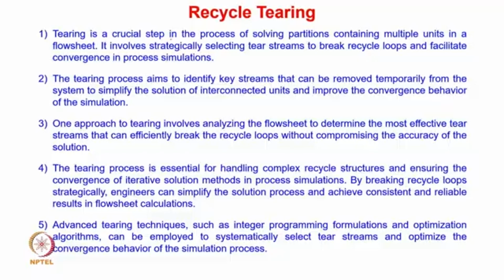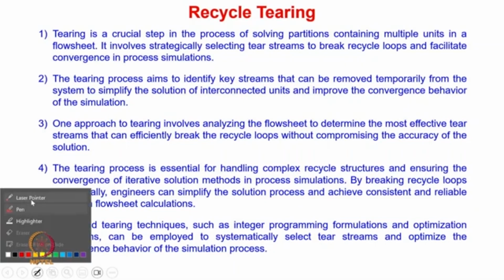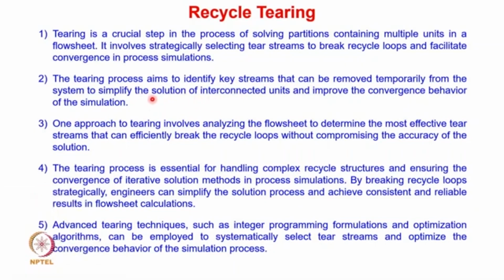Okay, so tiering is a crucial step in the process of solving partitions containing multiple units in a flow sheet. It involves strategically selecting tier streams to break recycle loops and facilitate convergence in the process simulations. The tiering process aims to identify key streams that can be removed temporarily from the system, and because of that the solution of the interconnected units and the convergence behavior of the simulation improve.